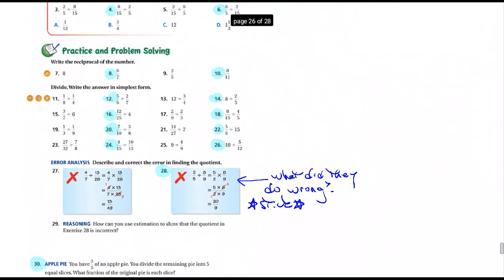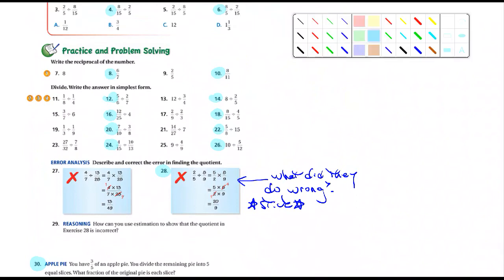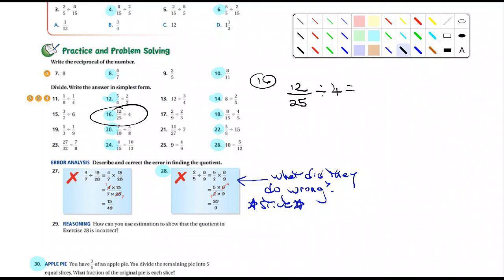So let's look at a couple of these. Wait, is 4 the first one? Yeah, I think so. Let's look at number 16 for a moment. So that's 12 over what, 25 is that? Divided by 4. What's the problem here?